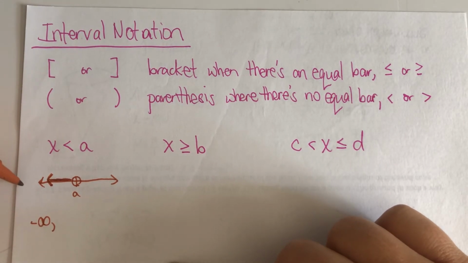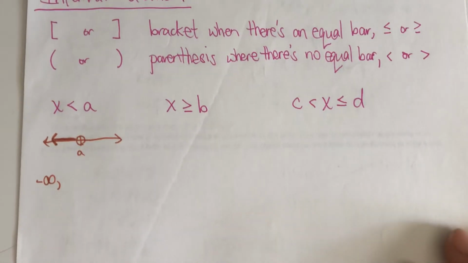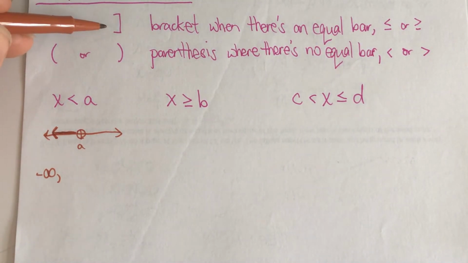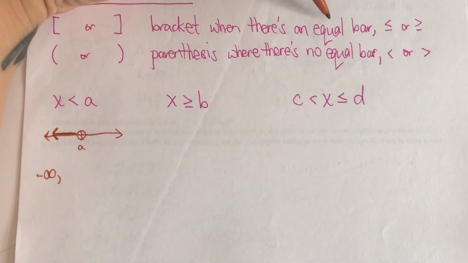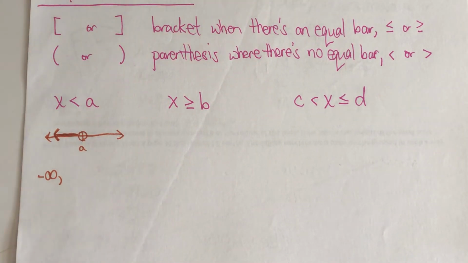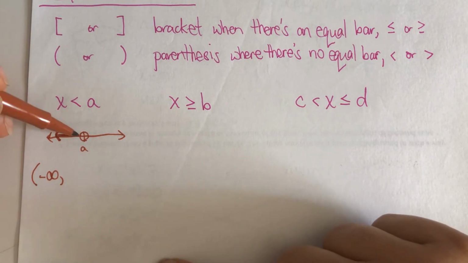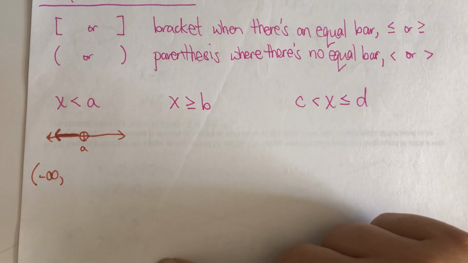And I said this on the call today, negative infinity is not a number, it's just a concept of going forever and ever, okay? So we can never put brackets around infinity because brackets indicate that we equal a number, and infinity is not a number. So anytime I have an infinity, whether positive or negative, there's always going to be a parenthesis around it. So this is indicating I'm going off to negative infinity.